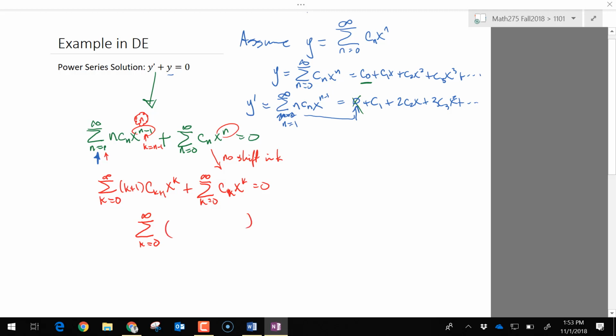Now I'll combine them. And I'll factor out an x to the k. So this thing factored out an x to the k. And then this thing factored out an x to the k. Okay? So this is the step right here. These 3 lines are going to be the hardest part of the problem.